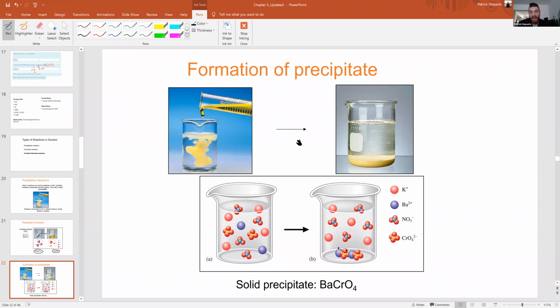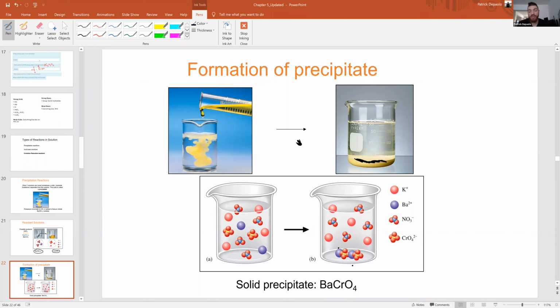So once they come together, they're not going to dissolve anymore. They actually come out of the solution, or what we call precipitate out of solution, and they form this solid at the bottom. They're going to precipitate out of the solution, otherwise known as crystallize in some cases.